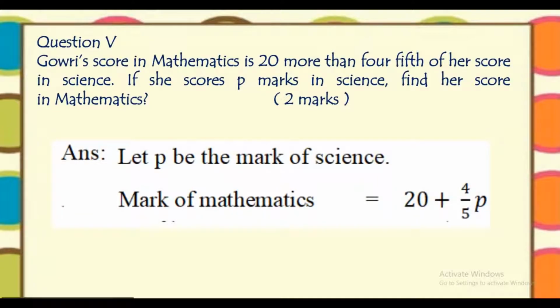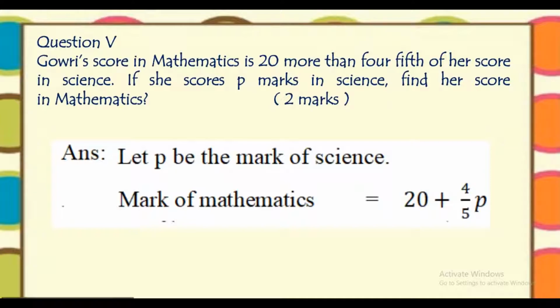Here it is given that P marks are there for science. So we consider P as the mark of science. We can directly write the mark of mathematics. Only thing is we need to identify the expression. How can we identify the expression? For that, let's go to the question again. Gauri's score in mathematics.